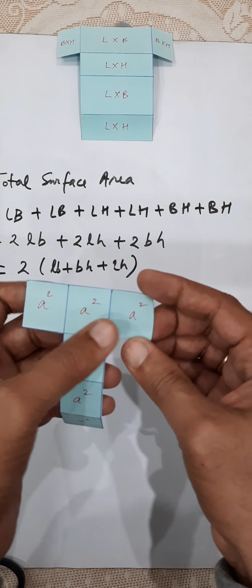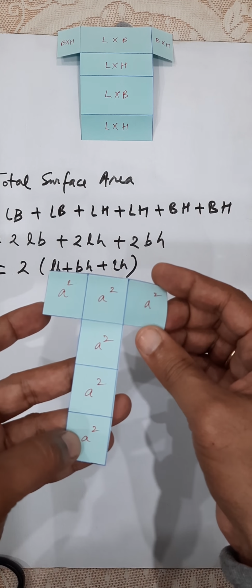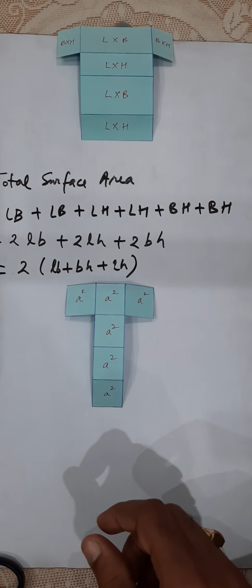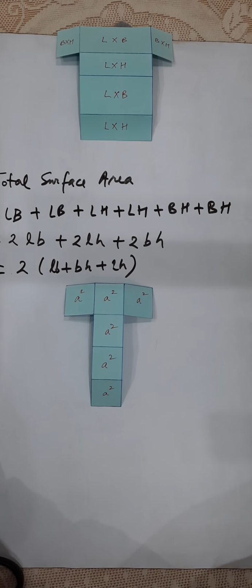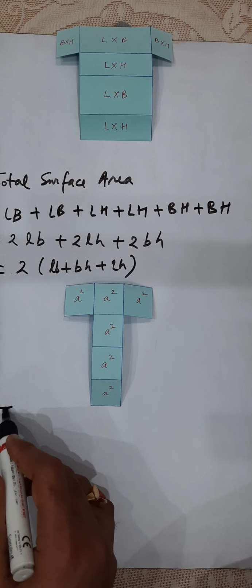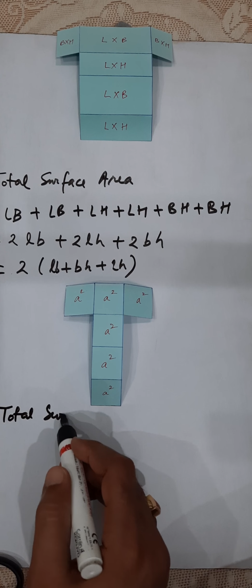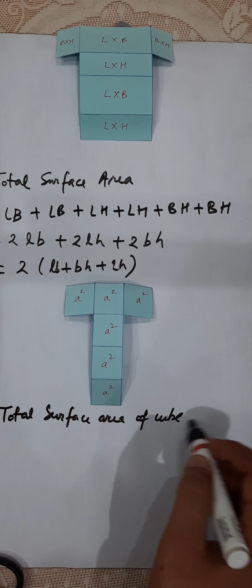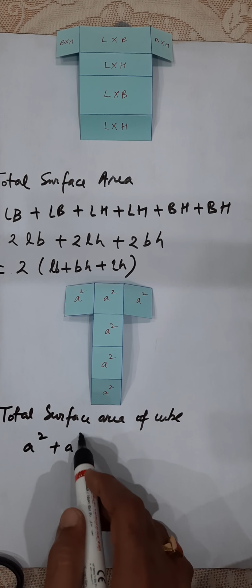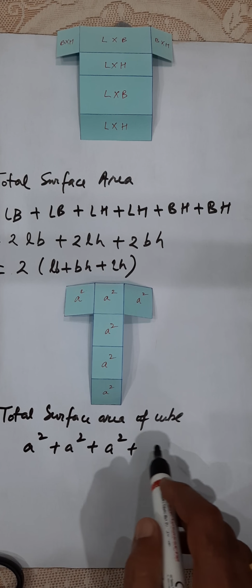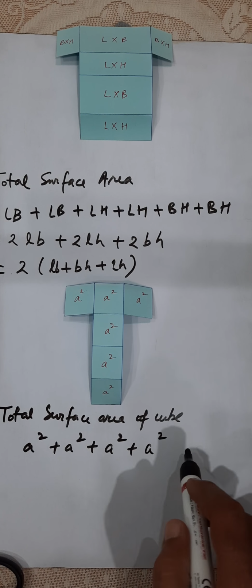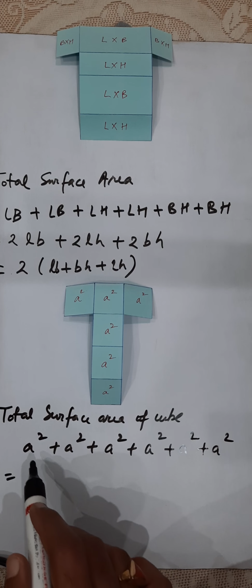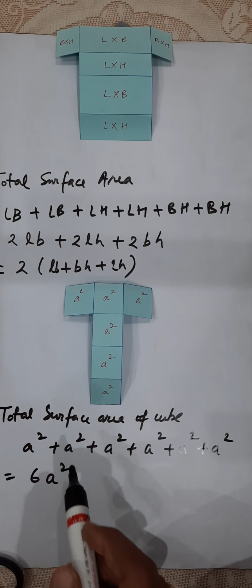Why? A square plus a square plus a square plus a square plus a square plus a square. A square is getting added 6 times. That is why the total surface area of a cube is, total surface area of cube, a square plus a square plus a square plus a square plus a square plus a square. So in total it is getting added 6 times, thus it is 6a square.